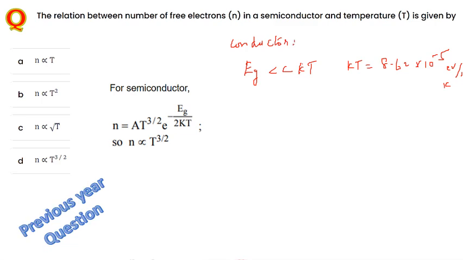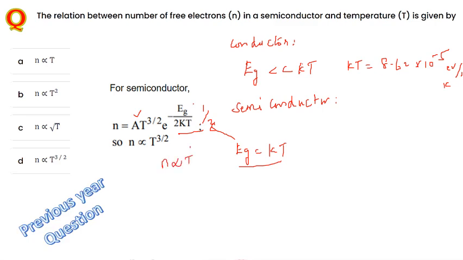Suppose in case of semiconductor, the Eg value will be equal to Kt. You just substitute the values over here: Eg and Kt become 1 by 2, and e power 1 by 2, that is root of e. This value will become constant, and the area of cross section is also constant here. So N is directly proportional to T power 3 by 2. That's what they have given in this case for semiconductor.